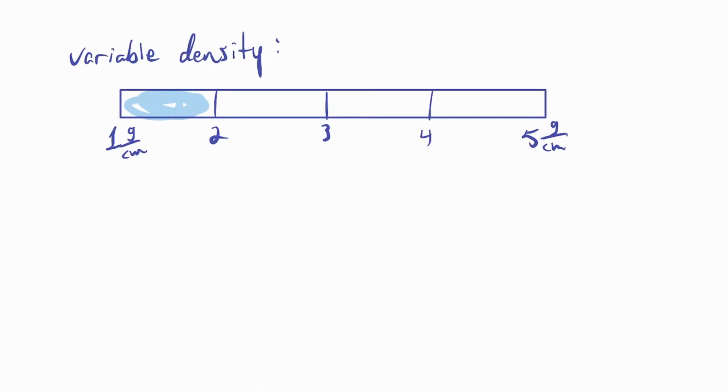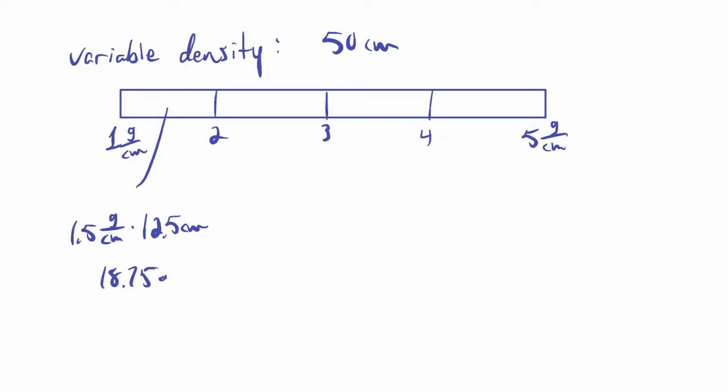And let's say that the whole thing is 50 centimeters long. I think that's what the first example was, 50 centimeters long. So that means each section is 12.5 centimeters. So this first section right here is going to be 1.5 grams per centimeter times 12.5 centimeters, right? What is that going to be? 18.75 grams for that first section, right?